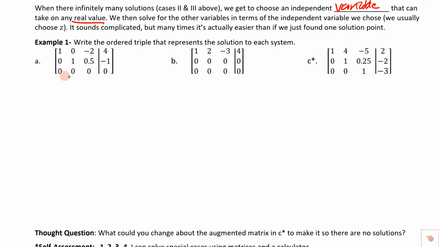So you'll notice that this last equation here says no x's, no y's, and no z's. So 0 on this side of the equal sign equals 0 on the other side of the equal sign. So we're going to get infinitely many solutions. So what we're going to do is say z equals any real number.